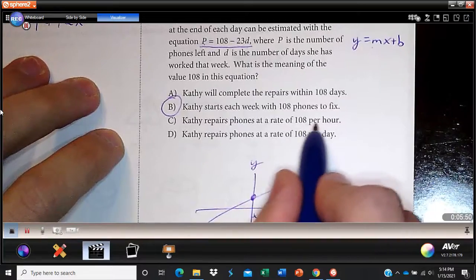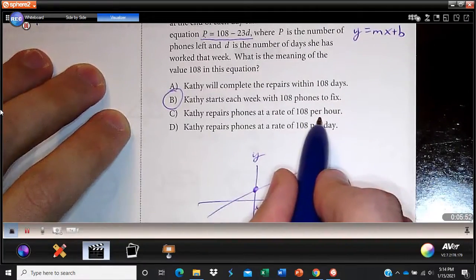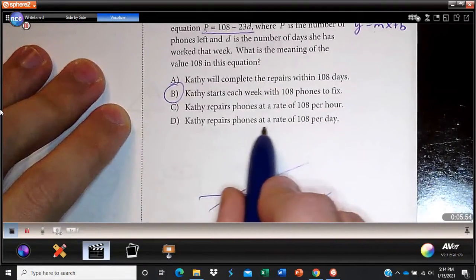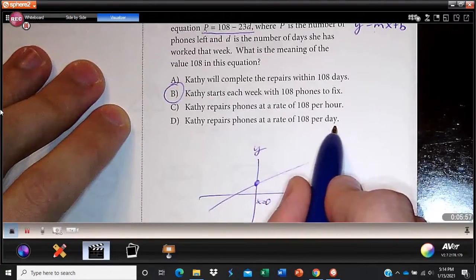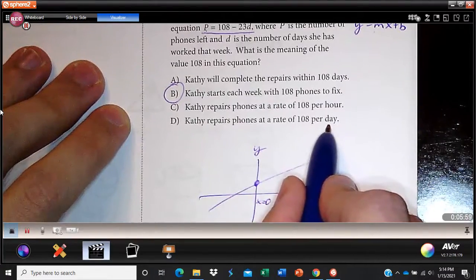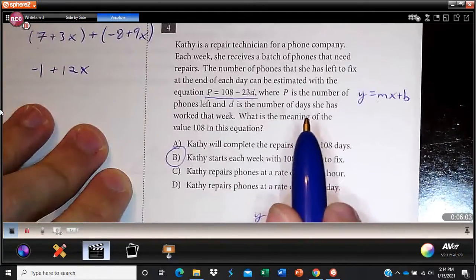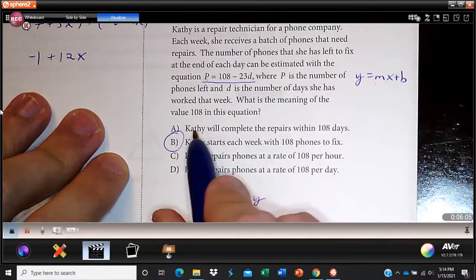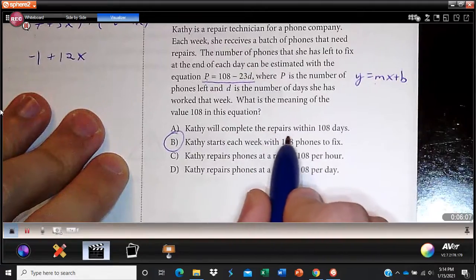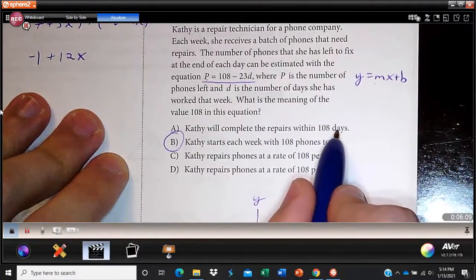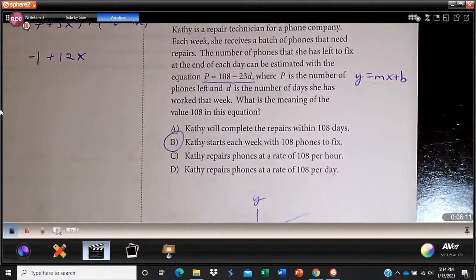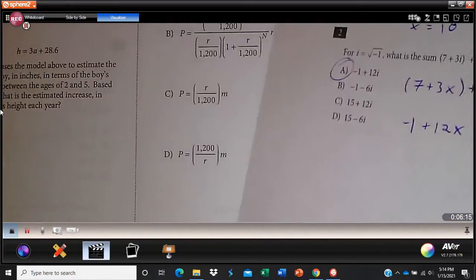This is a slope value, so that would be no. D, Kathy repairs phones at a rate of 108 per day. Day is just another way of measuring time, so this is again another form of a slope value, so that's also wrong. A is the only other one. This is just not a thing with linear equations. The only things with linear equations are slope and y-intercept, so we're just going to go with B.